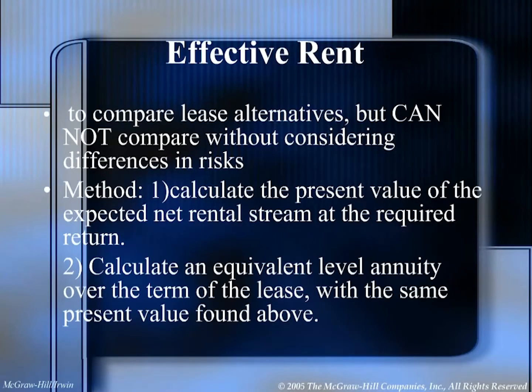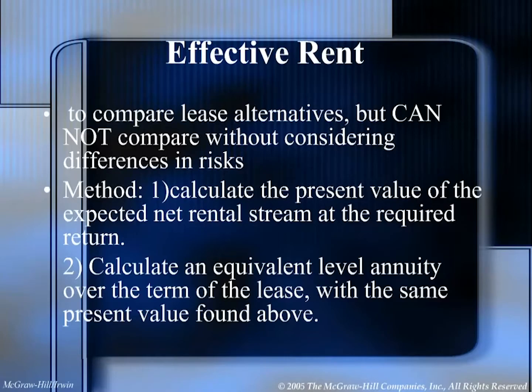Okay, this is very important. How do we come up with the effective rate? We want to compare leases, but we cannot compare them without considering the differences in risk. So the method we're going to take is to calculate the present value of the expected net rental stream. We've got to look at the lease terms, come up with the rental stream that the owner would expect, and discount those rents back. So if it's a 5-year lease, figure out the net rental stream and discount it back at the appropriate discount rate that takes into account the risk.